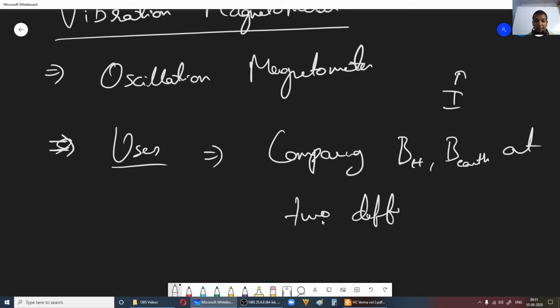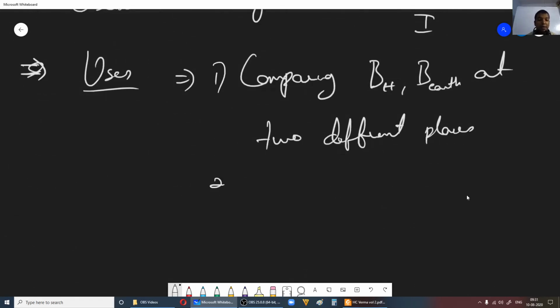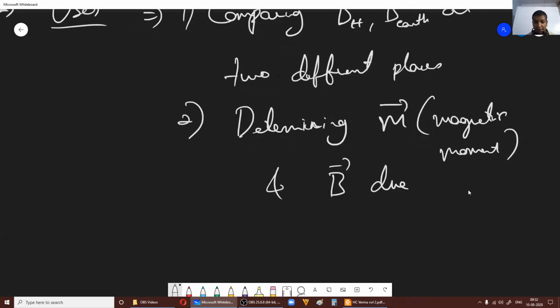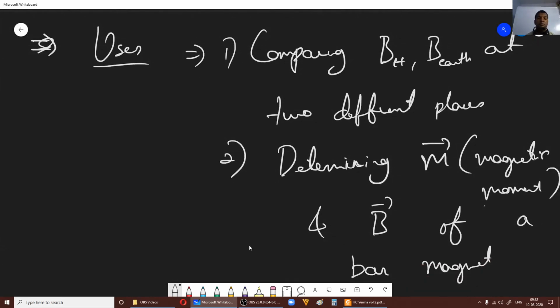Now we will see how this is done. It is also used for determining the magnetic moment and the magnetic field of a bar magnet. So, the magnetic field due to a bar magnet. Now let us try to see how this is done.